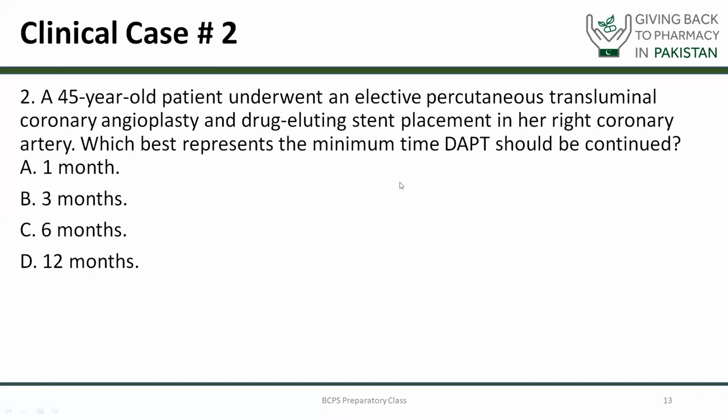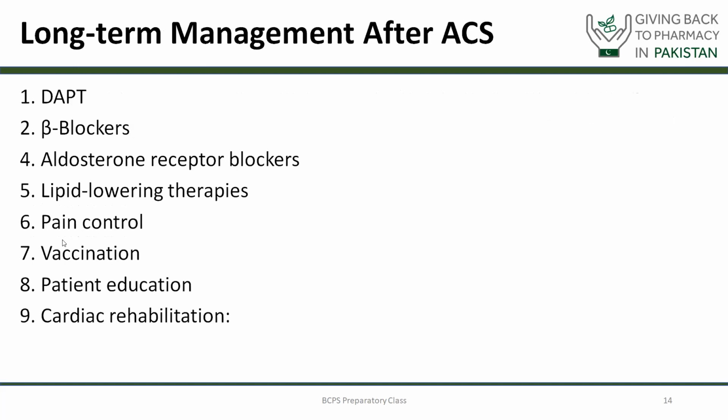But this patient underwent an elective percutaneous procedure. This is not due to ACS. Whenever it is an elective percutaneous transluminal angioplasty, the stent may be drug-eluting or bare metal. For a bare metal stent, you can use dual antiplatelet therapy for 1 month, but for a drug-eluting stent, there should be a minimum 6-month antiplatelet therapy. So the correct answer is C, 6-month antiplatelet therapy.